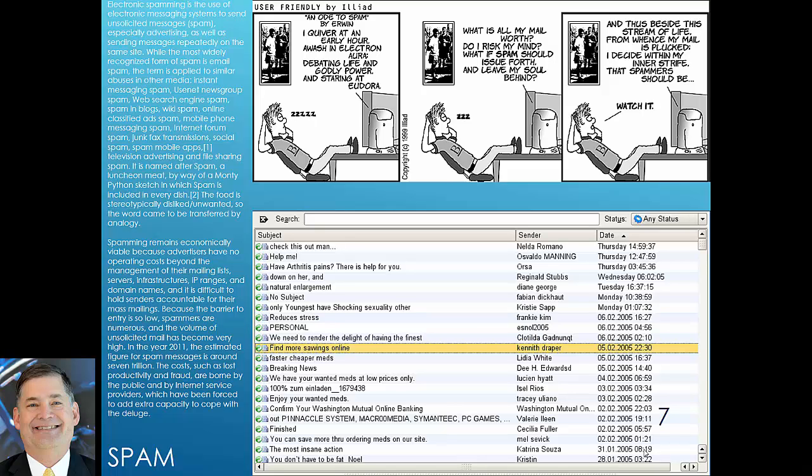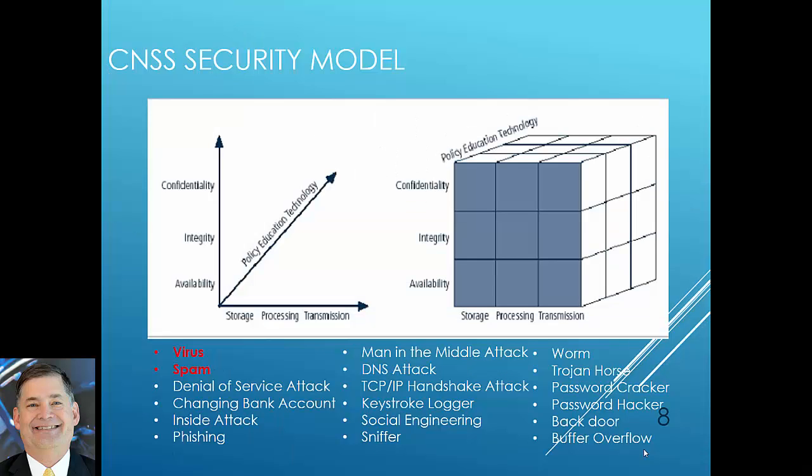So as we look at the CNSS security model as it relates to spam, it's really an attack not on storage or processing. Well, you could say it's on processing by the human, but it's really on transmission. It is consuming a large portion of internet bandwidth right now. The vast majority of email messages are actually spam messages. And so it's a transmission attack, and it's an availability attack. It's not really confidentiality and integrity, although it could affect those areas.